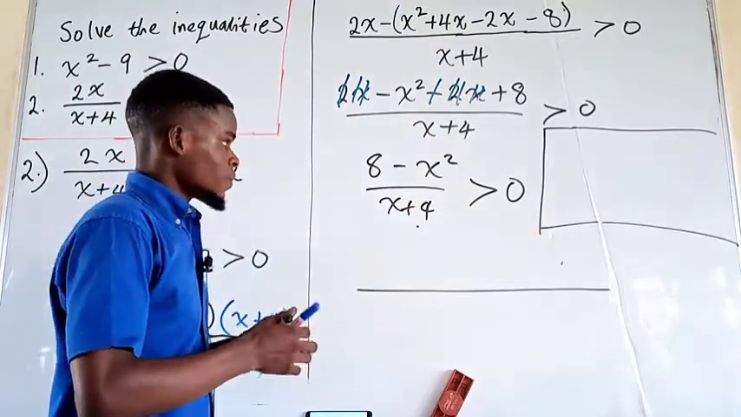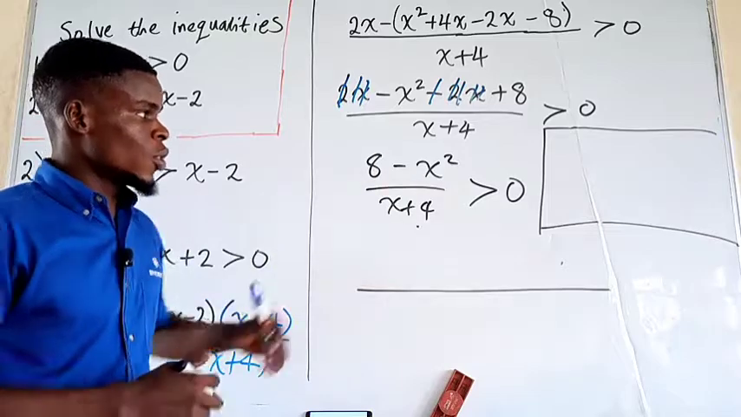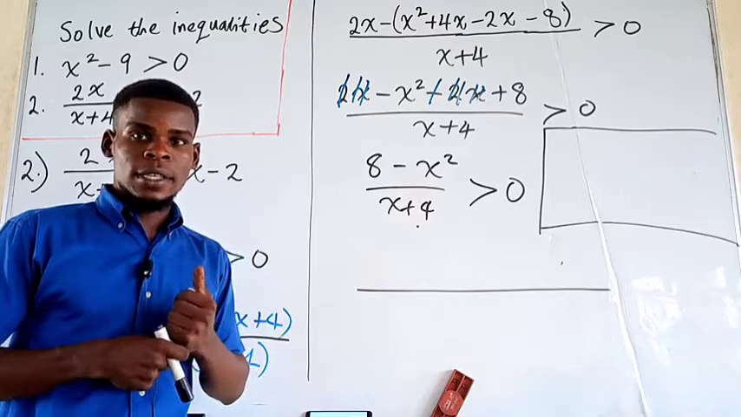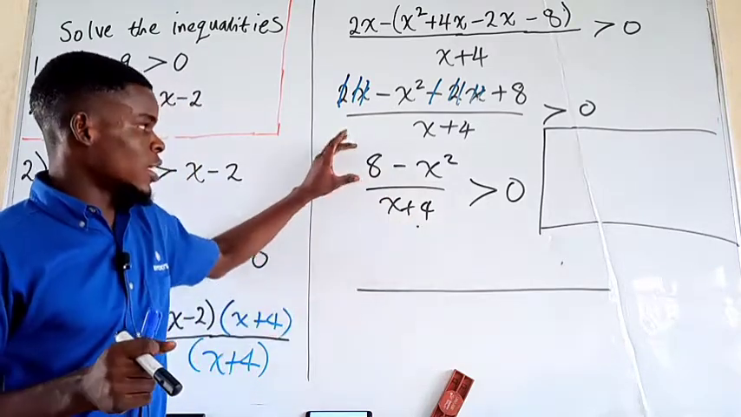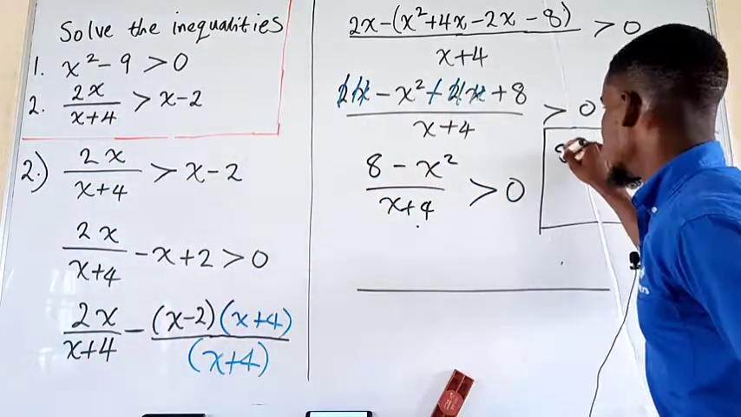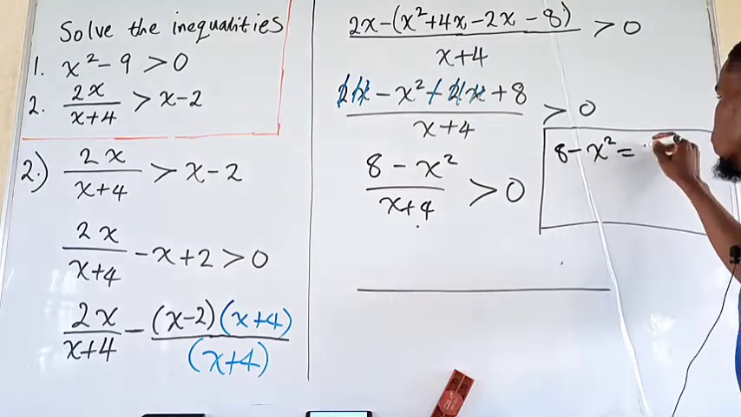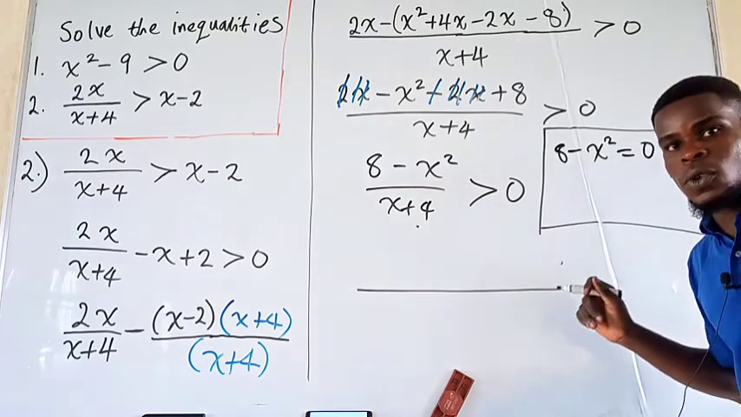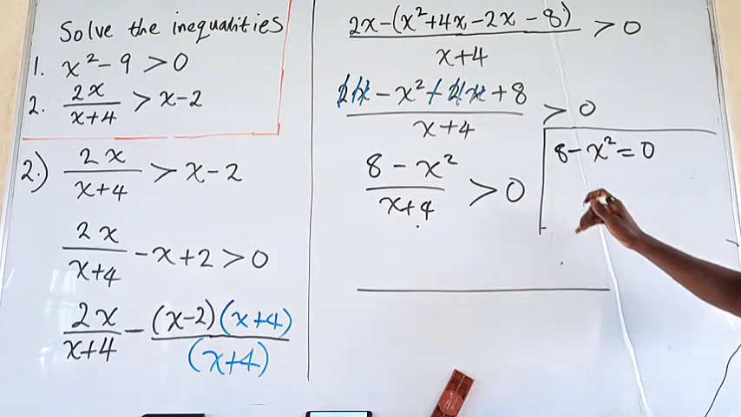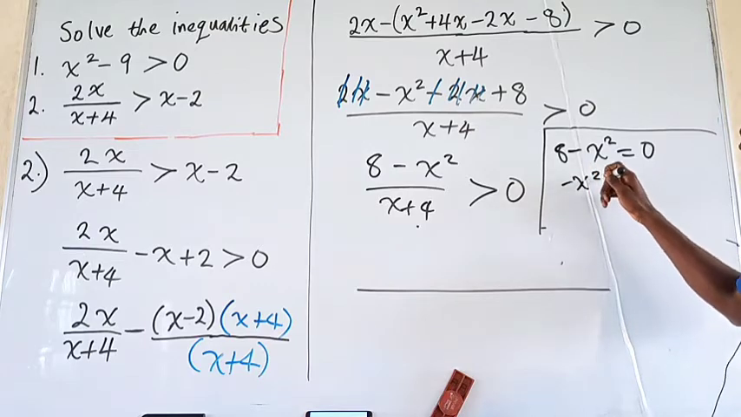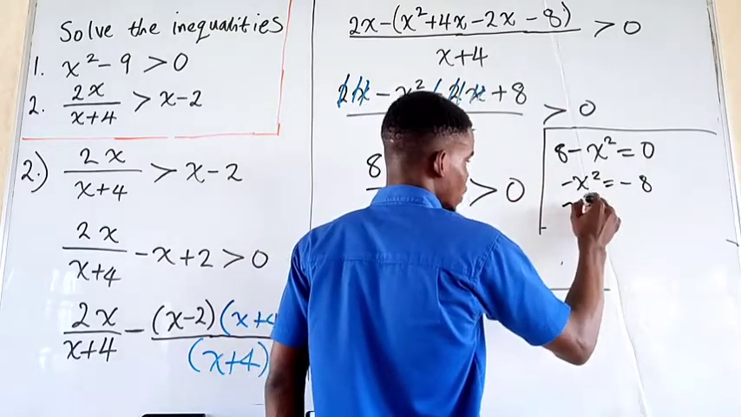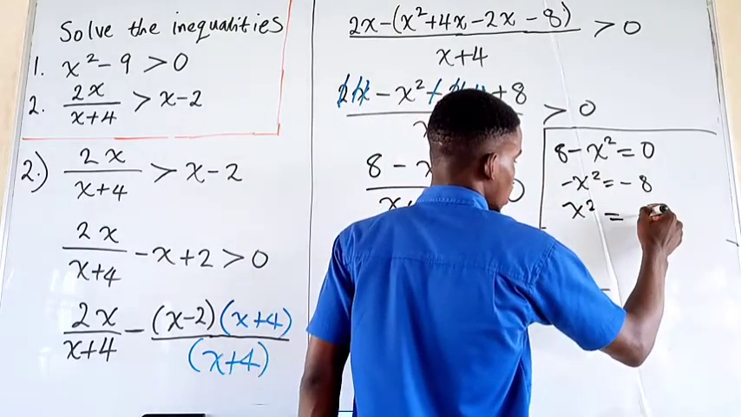Great. Now, the whole of this fraction will be equal to 0 if and only if the numerator is equal to 0. We are not dealing with limits. So the only thing is to consider the numerator. It should not be equal to 0. So if 8 minus x squared is equal to 0, which value of x will make this come to pass? Well, we have to solve for the value of x. So here we will have minus x squared is negative 8. So we multiply through both sides by negative 1. We have that x squared is equal to positive 8.